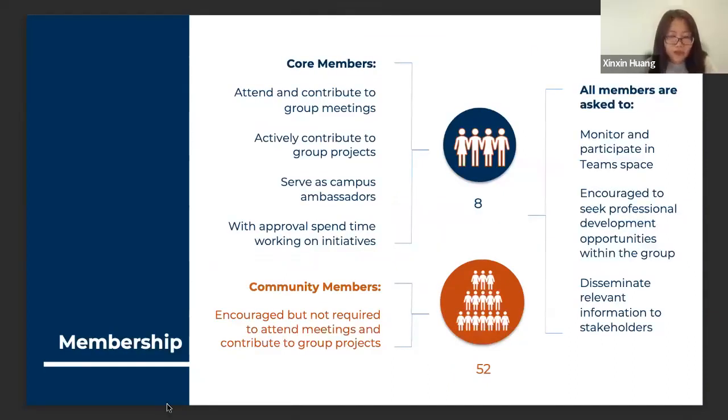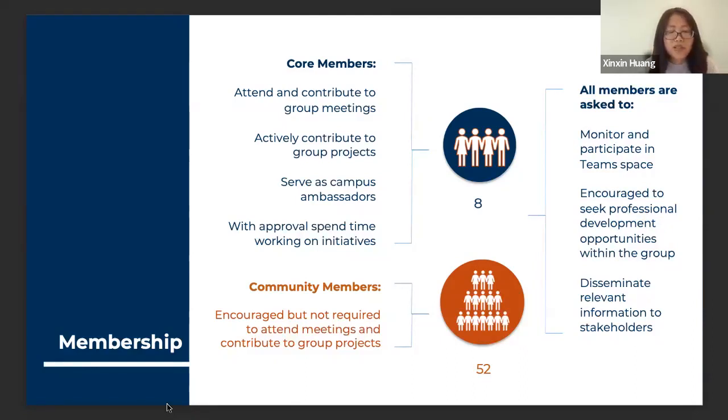Our rapid membership growth and diversity are a result of our commitment to preserving the community aspect of our meetings. We have two membership tracks, core members and community members. Currently, we have 8 core members representing each academic program and supporting unit, and 52 community members. Core members actively attend meetings, contribute to group discussion, engage in campus-wide project initiatives, and serve as campus ambassadors. They provide regular reports to leadership.